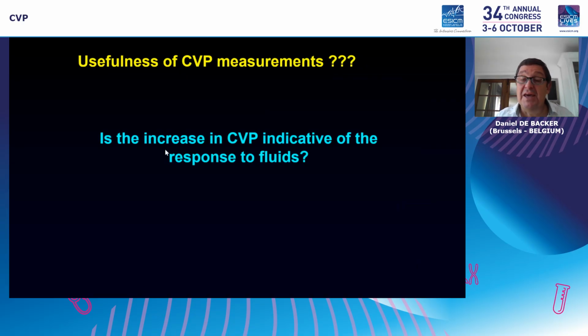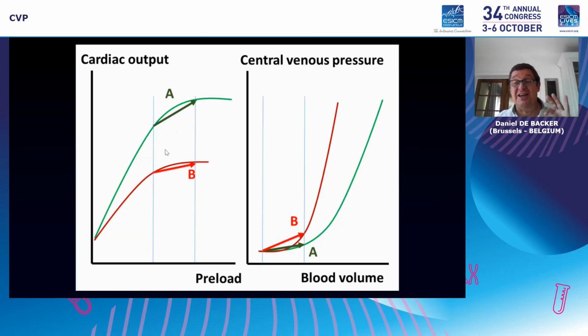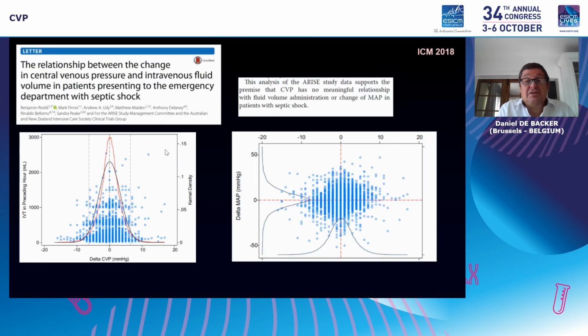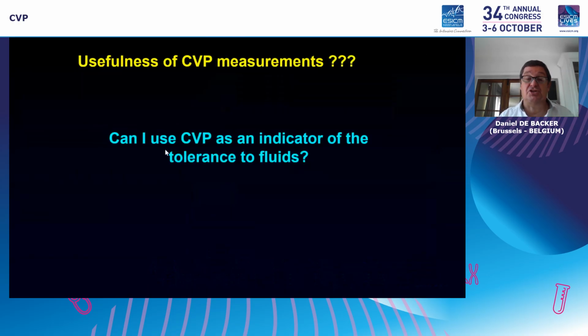Is the increase in CVP indicative of the response to fluid? Definitely no. The increase in CVP is just associated with an increase in the preload. That's it. It does not reflect the increase in the preload in this condition. So the increase in CVP is a price to pay, not a goal in itself. And this, of course, is just basic physiology. And so we do not expect the changes in CVP to predict the changes in cardiac output, to predict the changes in arterial pressure. It is just basic physiology.